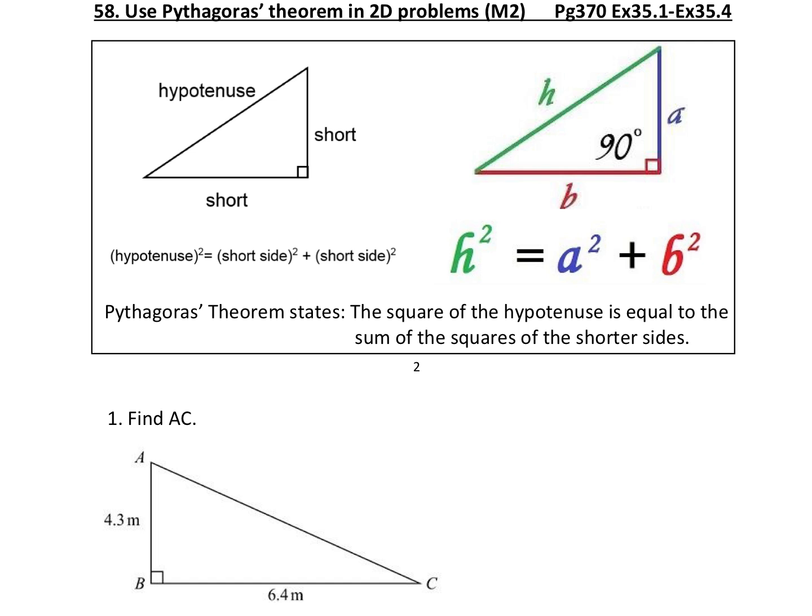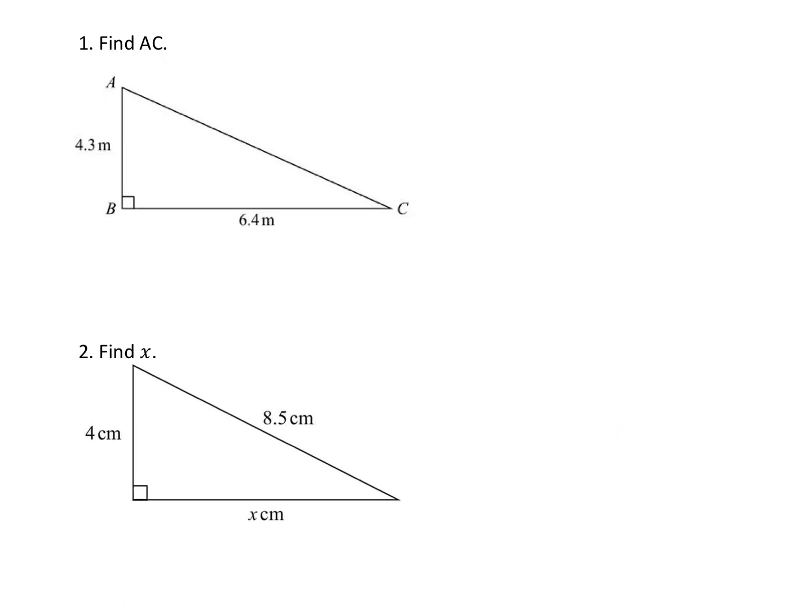Let's see if we can apply that in question 1. The first thing we should do is label the sides of the triangle. The hypotenuse is always the longest side. It'll always be opposite the right angle. So we'll label that as our h. Then after that, it doesn't matter what we call the other two sides. They're just the short ones, so a and b. Could have called this one b and this one a. It doesn't matter.